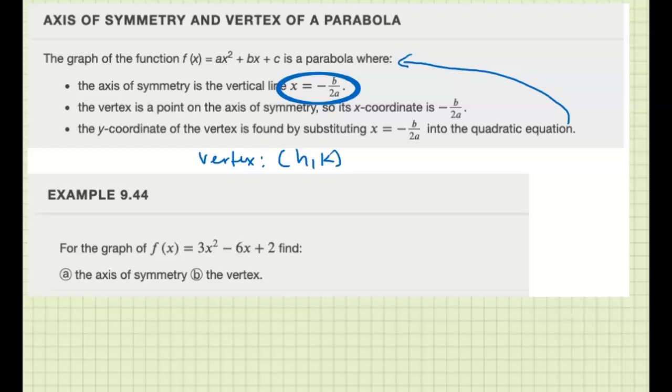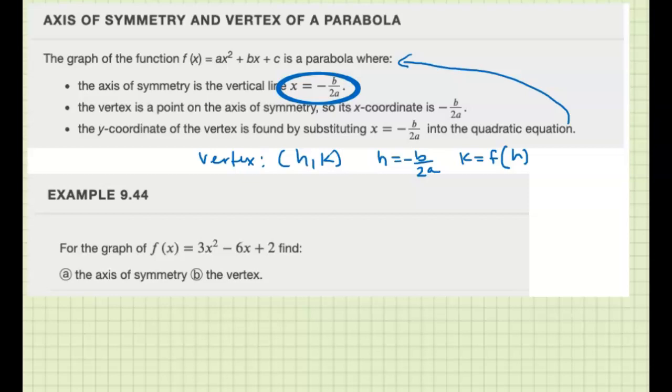It's either the lowest point on the graph or the highest point on the graph. And the h is given by negative b over 2a. That's the formula for it. And the k, you take the h value that you found and you plug it into the equation for your function, and that gives you the k value. So that will tell you where to plot that vertex. Right? So let's look at this example.